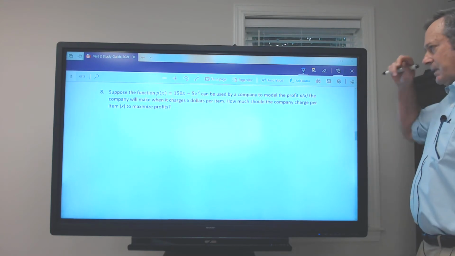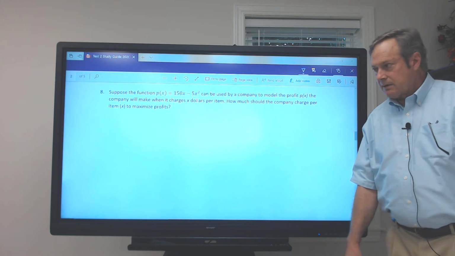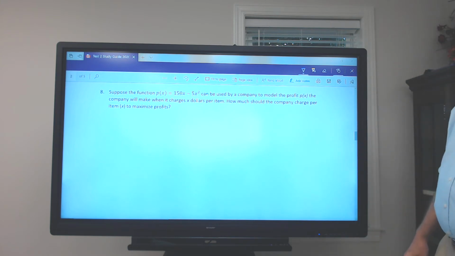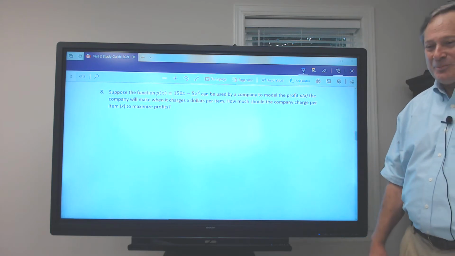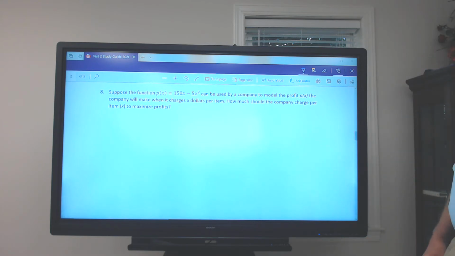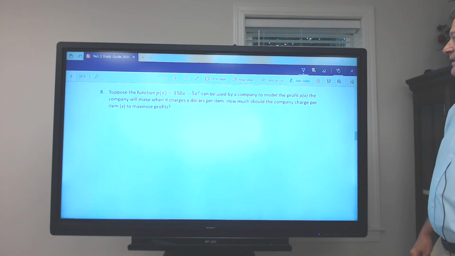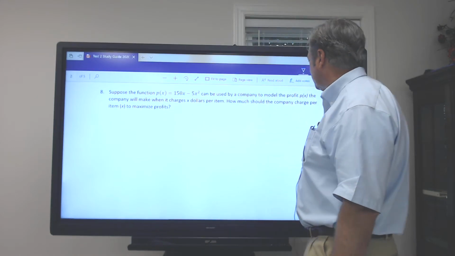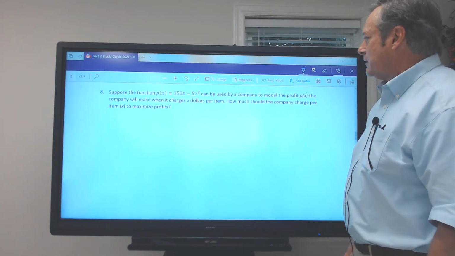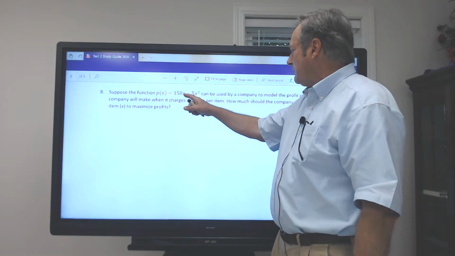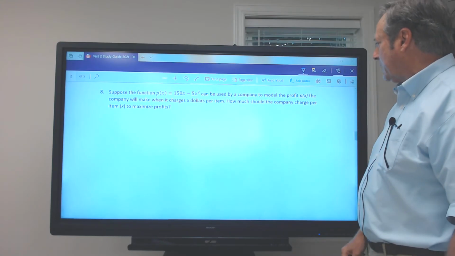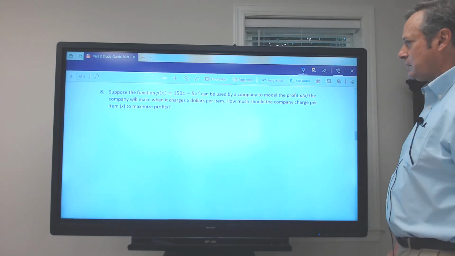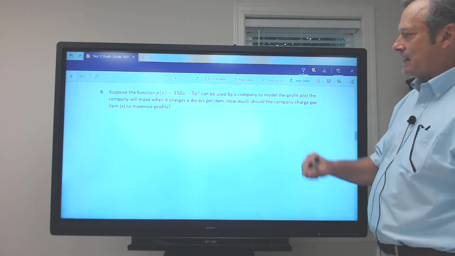All right, now I'm going to change the screen here in just a moment. I hope I can remember this. 150x minus 5x squared can be used by a company to model the profit. So the profit is on the y-axis, where it charges x dollars per item. So that's going to be on the x-axis. How much should the company charge per item to maximize profits?